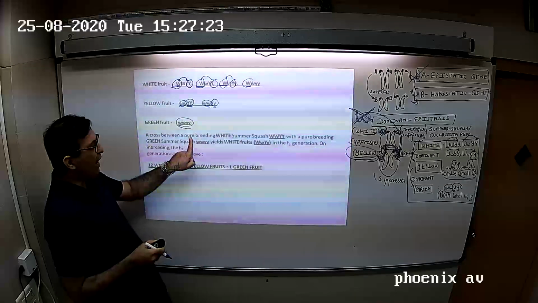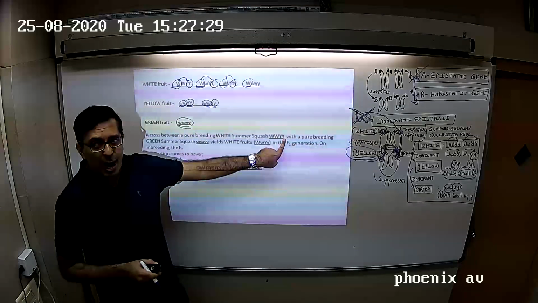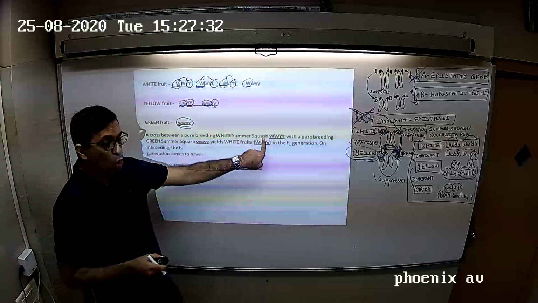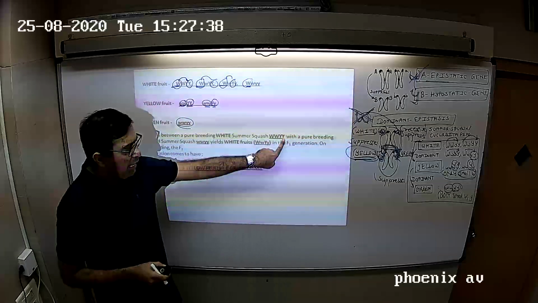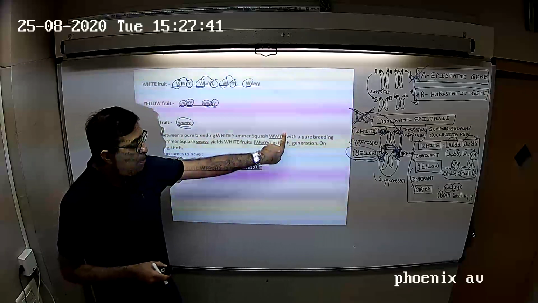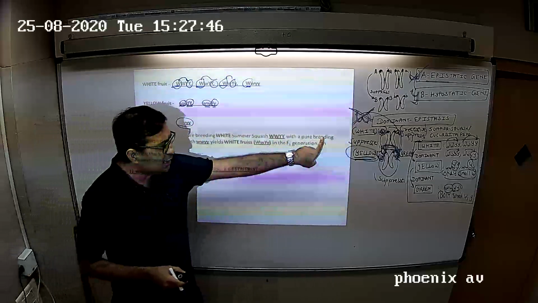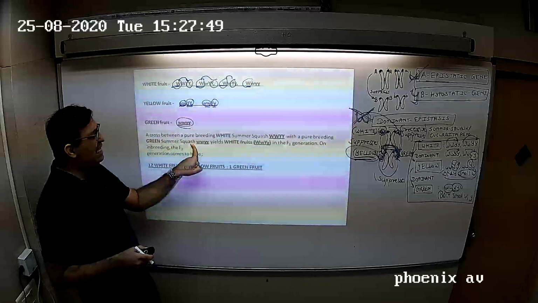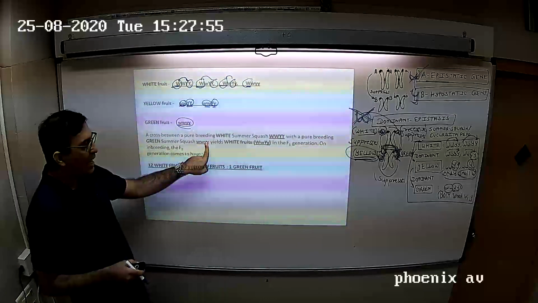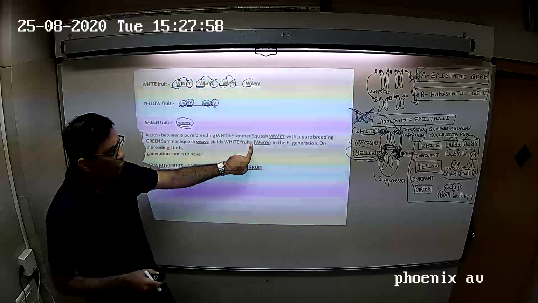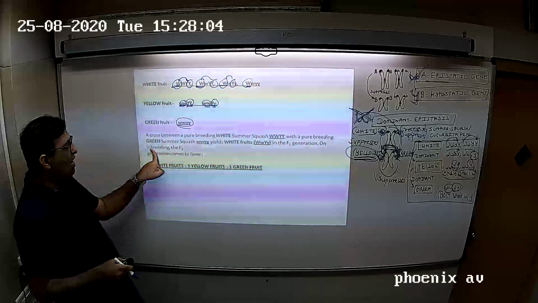A cross between a pure breeding white summer squash, capital W, capital Y. White summer squash is capital W, capital Y. Capital W becomes epistatic over capital Y. And what is the color produced? White. When it is crossed with a pure breeding green summer squash, green कौन सा है? Small w, small y. It will produce white fruits in the F1 generation.